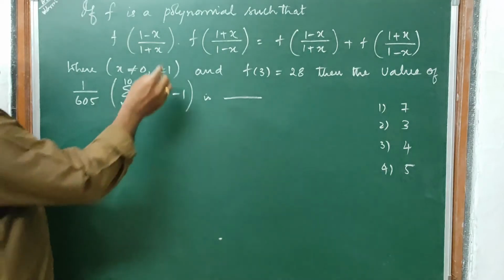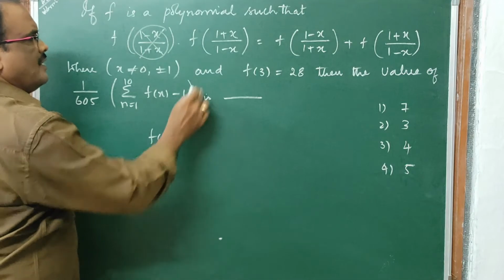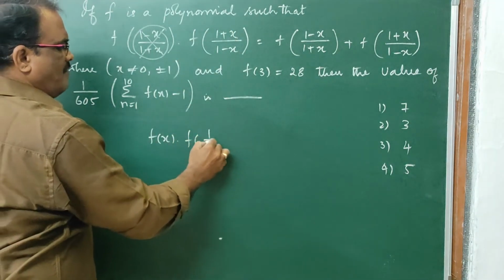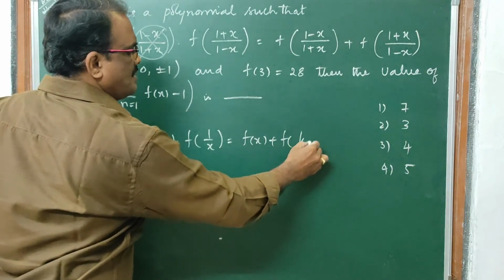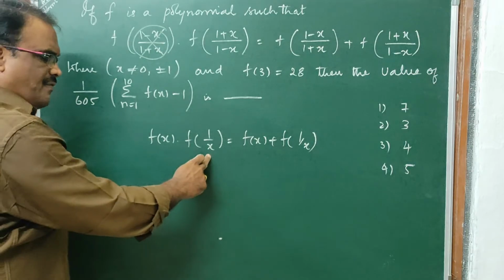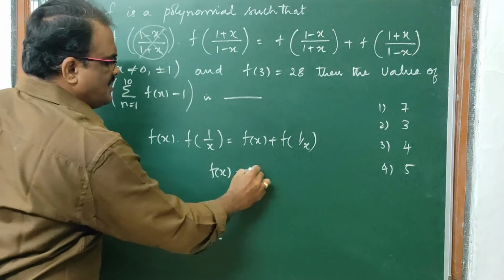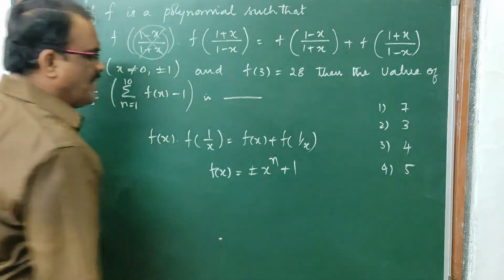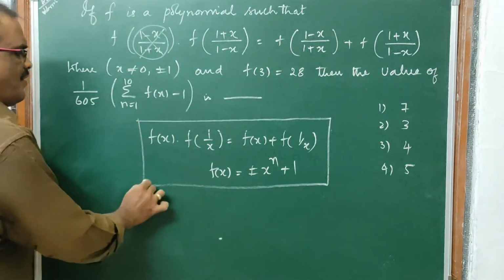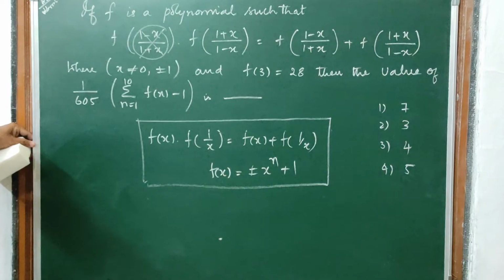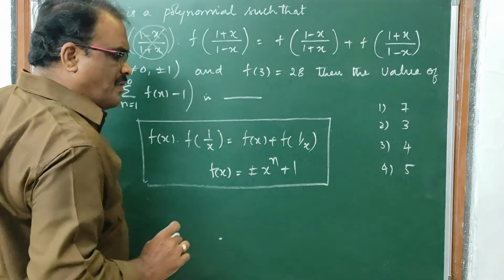It is very simple. See here, if you consider it to be x, f of x, this is reciprocal. f of x into f of 1/x is equal to f of x plus f of 1/x. It is of the form f of x is equal to plus or minus x power n plus 1. That is the formula. If the formula is so, f of x into f of 1/x is equal to f of x plus f of 1/x. f of x is equal to plus or minus x power n plus 1.